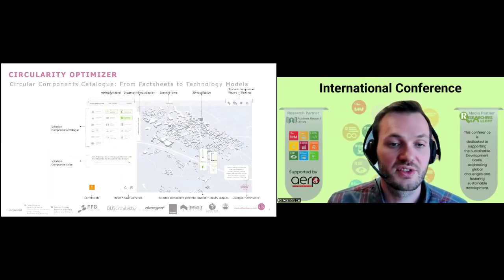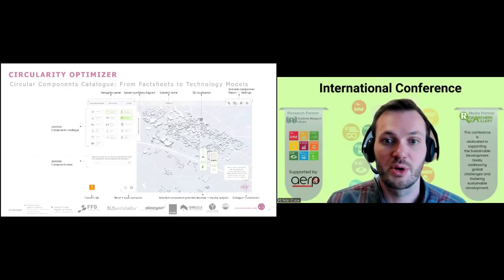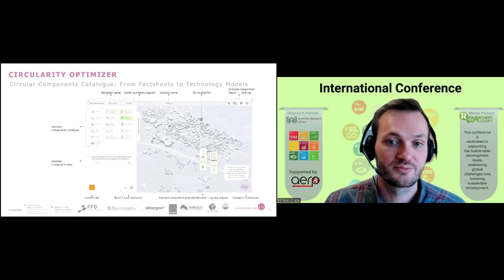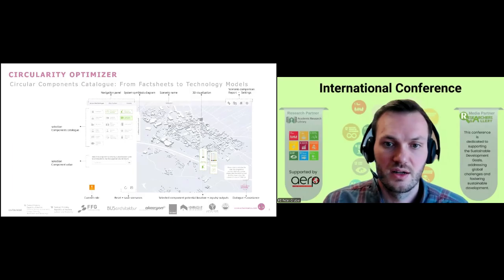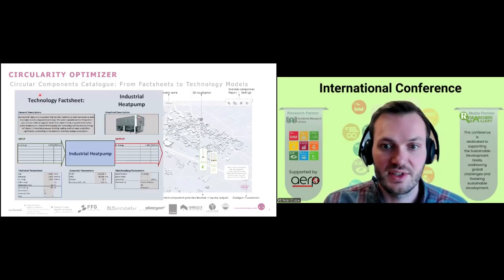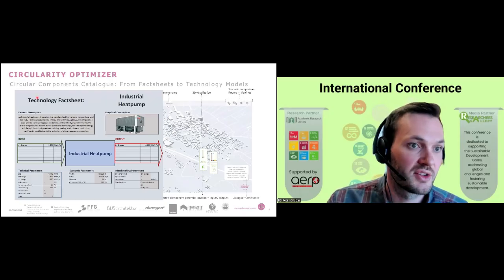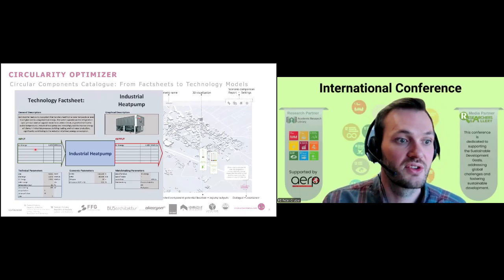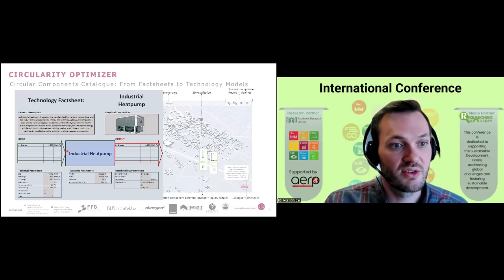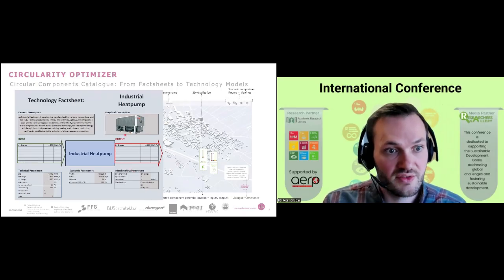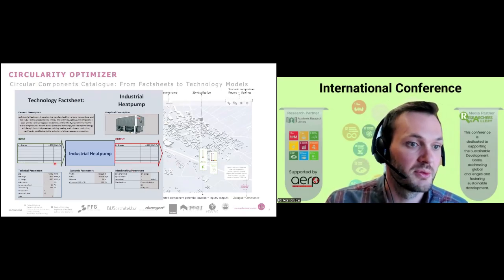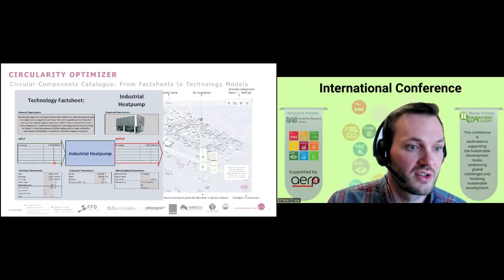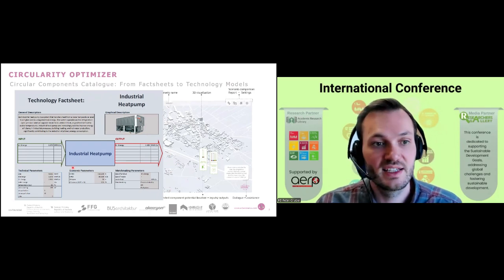One of the features of the Circularity Optimizer is the Circular Components Catalog, which provides the technological backbone of the tool. Each technology is first documented in a structured technology fact sheet. Here you can see an example of the industrial heat pump technology fact sheet, where all the relevant inputs and all the relevant outputs of the technologies are represented, together with some technical parameters, like the size of the technology or how much area is sealed by the technology.